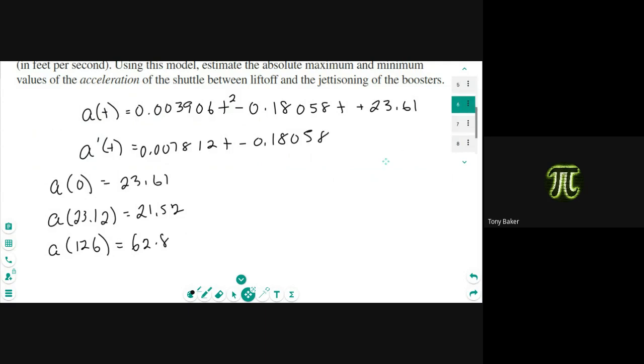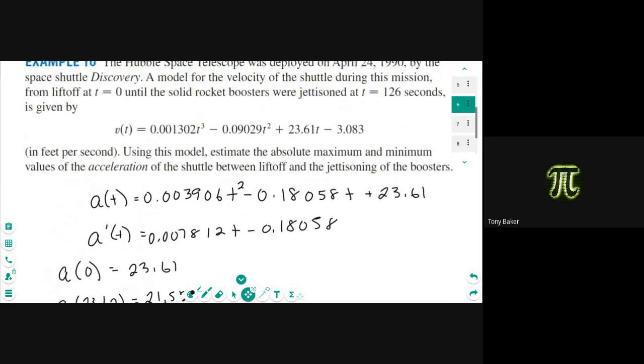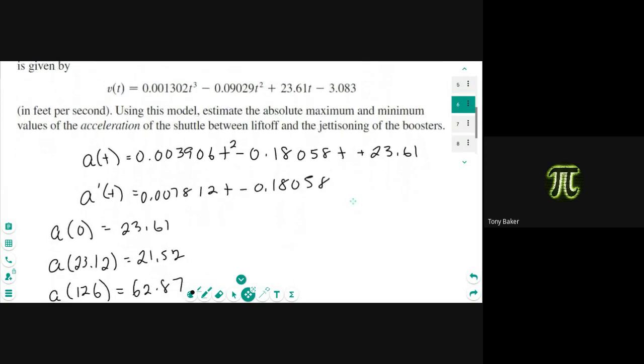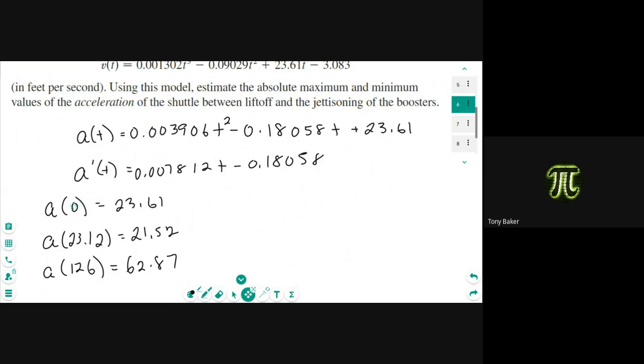Professor: I'm still really fuzzy on what you plugged into here in the 23.61. Oh, we plugged in the initial points. Which equation? The acceleration equation. Notice the A's. The A's were important. The original problem said that liftoff was at t = 0, and the rocket boosters were dumped at 126 seconds. They gave us our velocity. We found our acceleration. They want to know the minimum and maximum of our acceleration. So we plugged 0, the original liftoff, into the acceleration equation that we found, not the velocity.